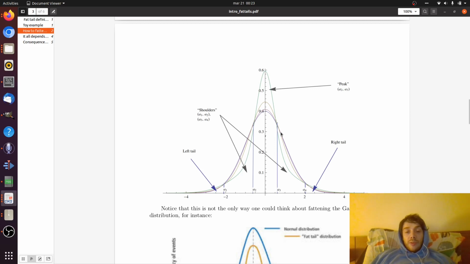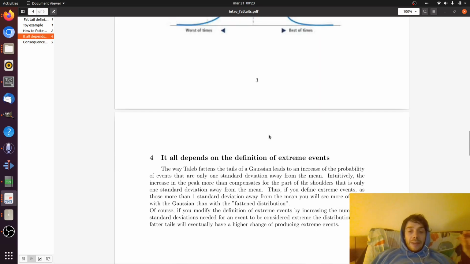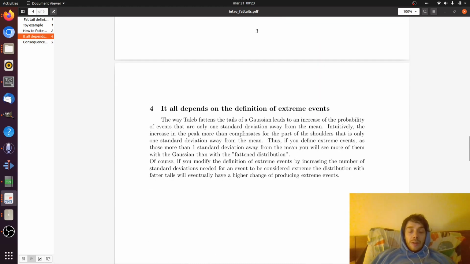So even if we expand this region a bit towards the shoulders, it is still going to be the case that we're going to see more observations in this expanded region for the fatter tail distribution than the Gaussian. Now, crucially, this depends on the definition of extreme events.